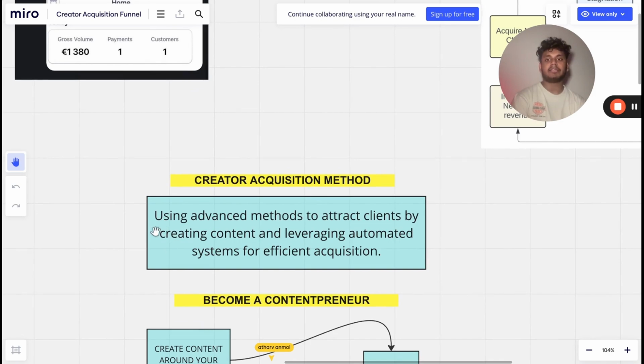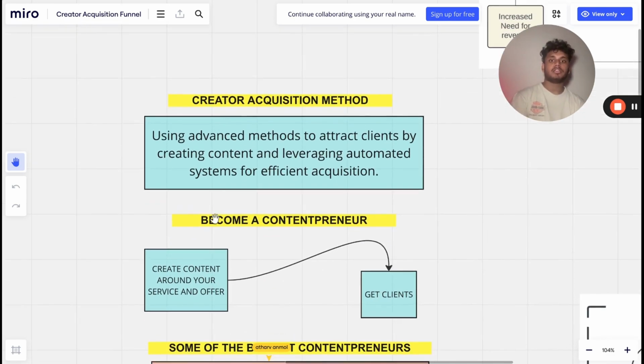So in short, the creator acquisition method is using advanced methods to attract clients by creating content and leveraging automated systems for efficient acquisition. In our creator acquisition program, we teach exactly this: how you could create content and leverage automated systems for client acquisition, so that you don't need to sit and find clients on your own. You don't need to do any kind of manual outreach. All you need to do is position yourself as a contentpreneur. I will let you know what a contentpreneur is, but you just need to position yourself as an authority figure in the market, create content, and create an automated funnel which gives you clients on a completely automated basis. Okay, so this is what we are going to talk about.